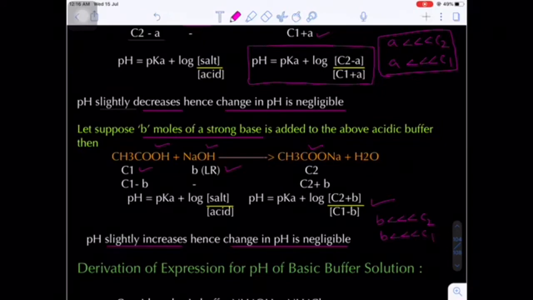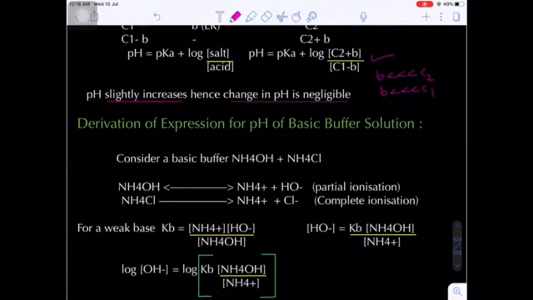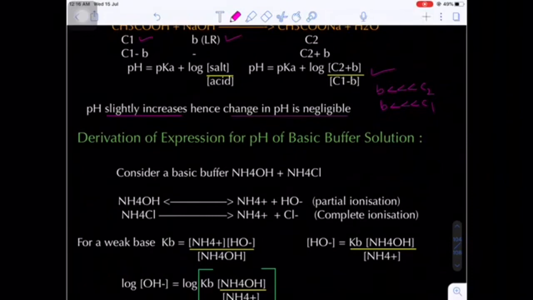Still, this is not considered a large or big change, so the change will be negligible. Here also the condition will be that the B value is too small as compared to C2, and the B value is too small as compared to C1.